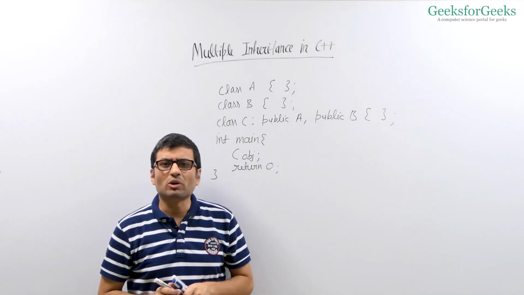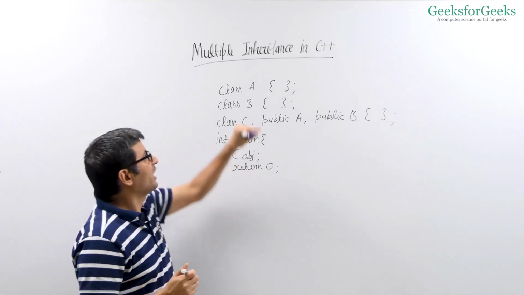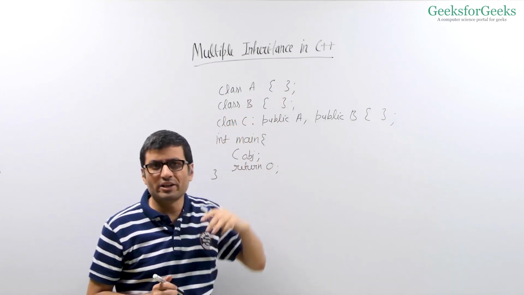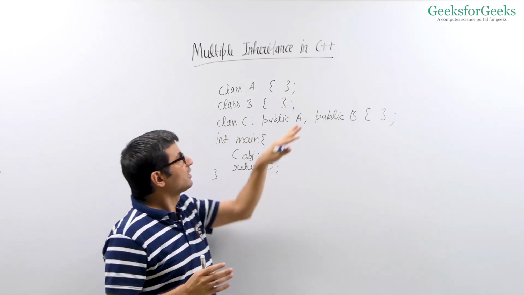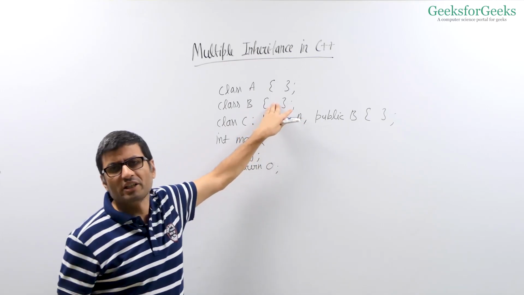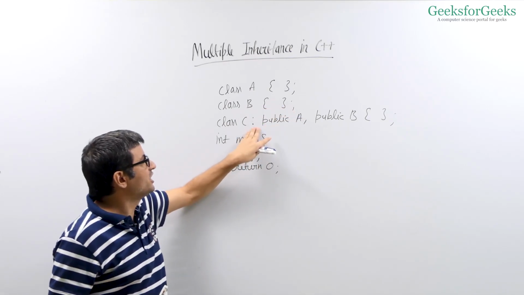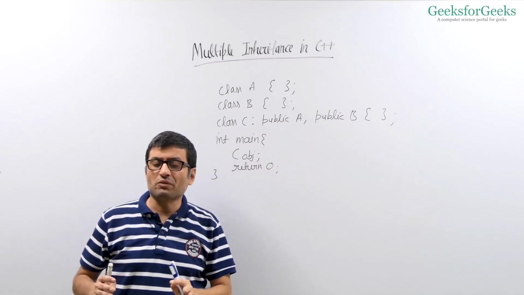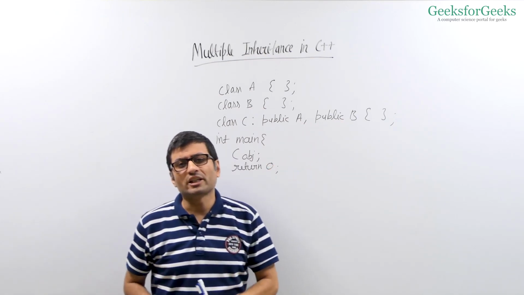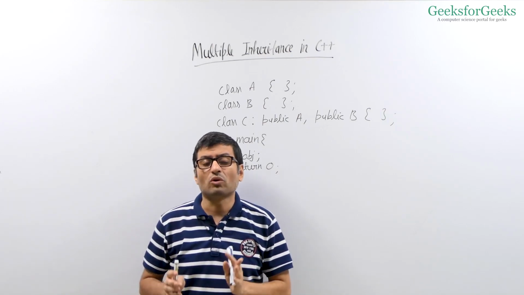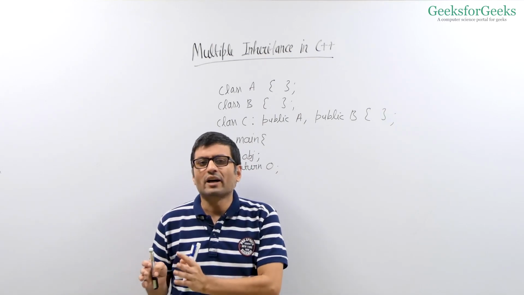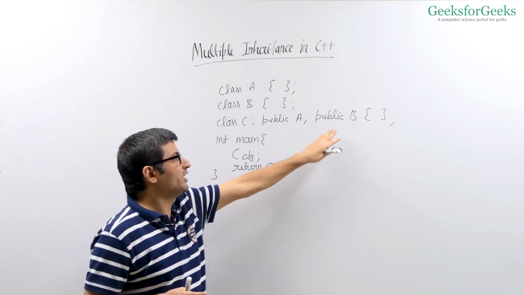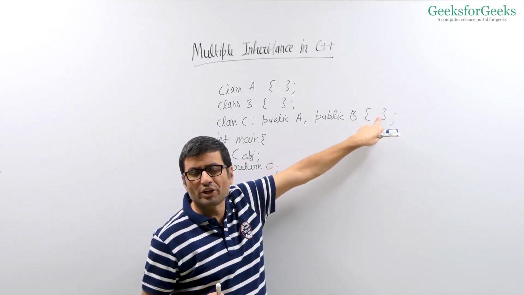Here is a code example of multiple inheritance. We have a class A. For simplicity, I have kept it empty. It might contain some attributes. Class B, again, might contain its own attributes. Class C inherits from A and B. So what do we mean by inheriting from A and B both? It means that class C is going to have all attributes of class A, and it's also going to have all attributes of class B. And then it might contain its own attributes.